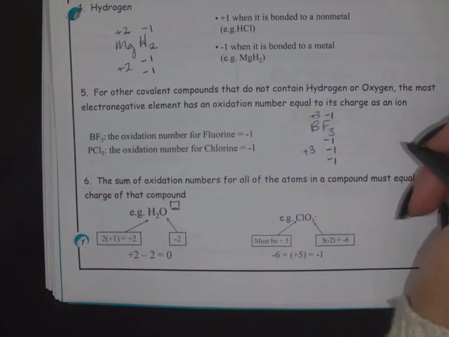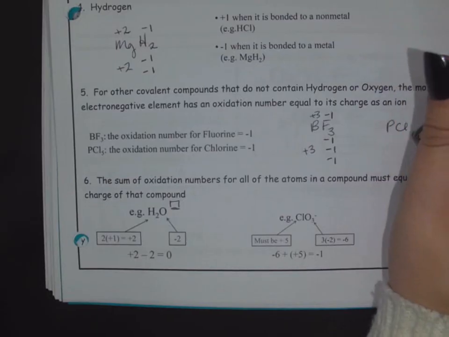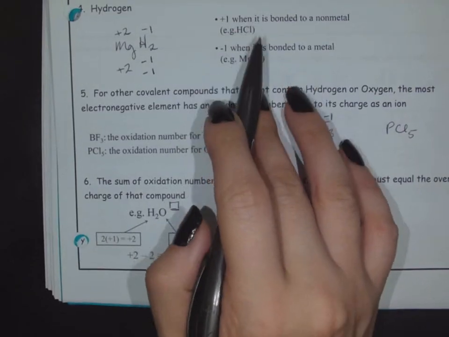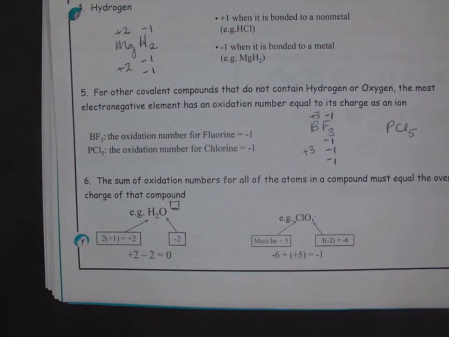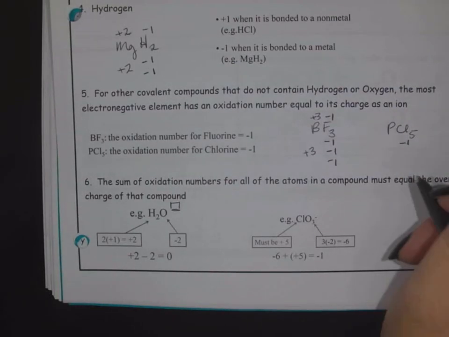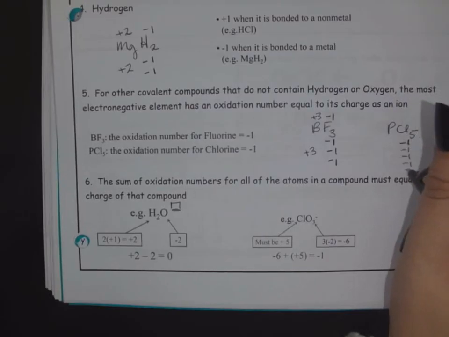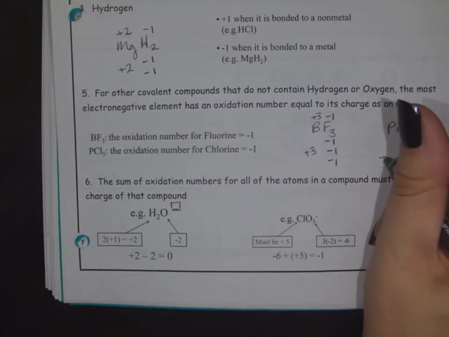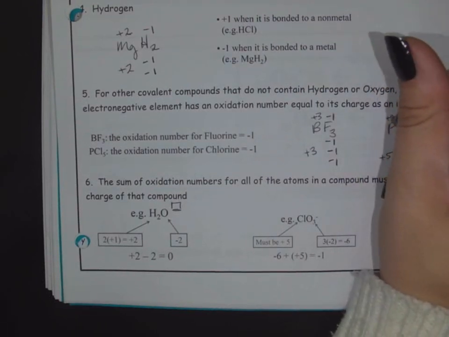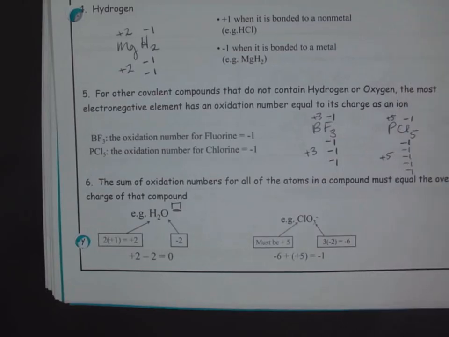Okay. Now, phosphorus and chlorine. So neither one is oxygen or hydrogen, so I can't just automatically assign a +1 or a -2 for the oxygen. So I go, chlorine is more electronegative than phosphorus is. When chlorine's an ion, it's in group 17 with a -1 charge, so that must be the oxidation number for the chlorine, but there's 5 of those. So the phosphorus has to be a +5. So phosphorus, its oxidation number is +5, and chlorine is -1.